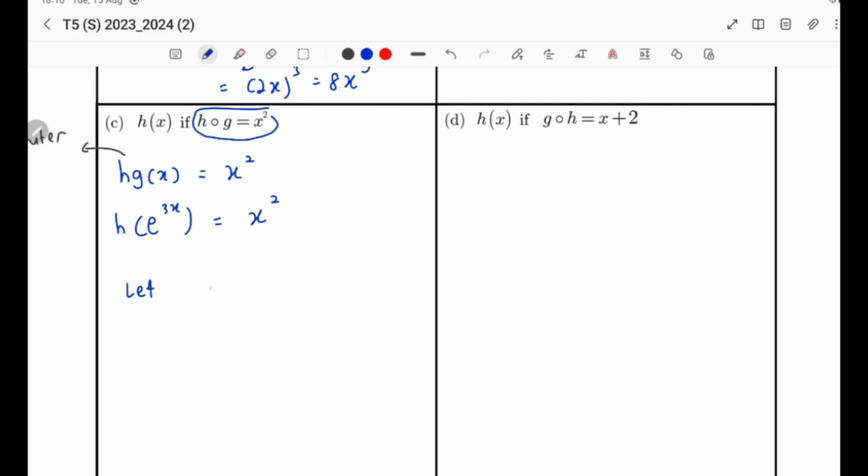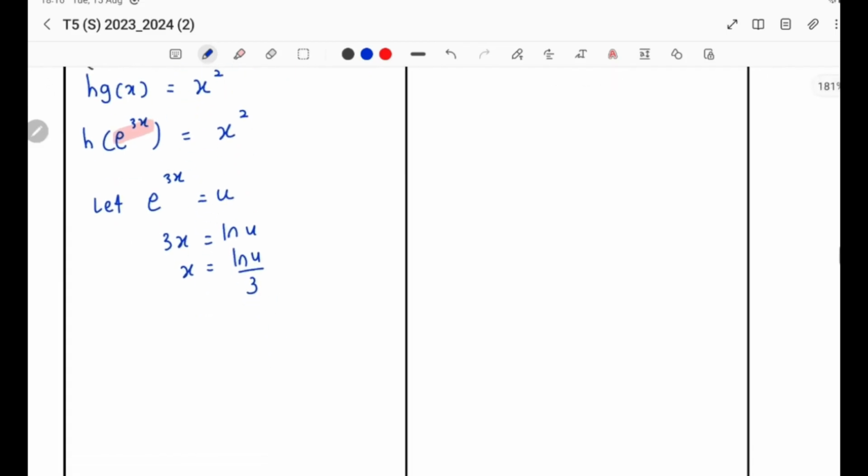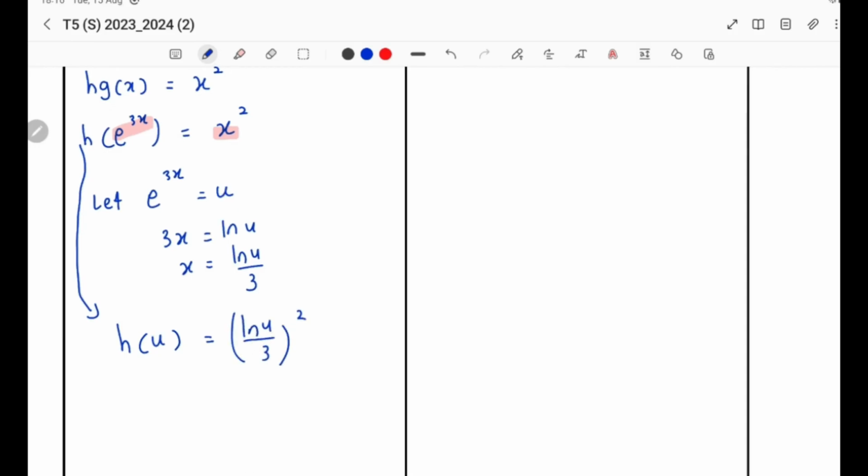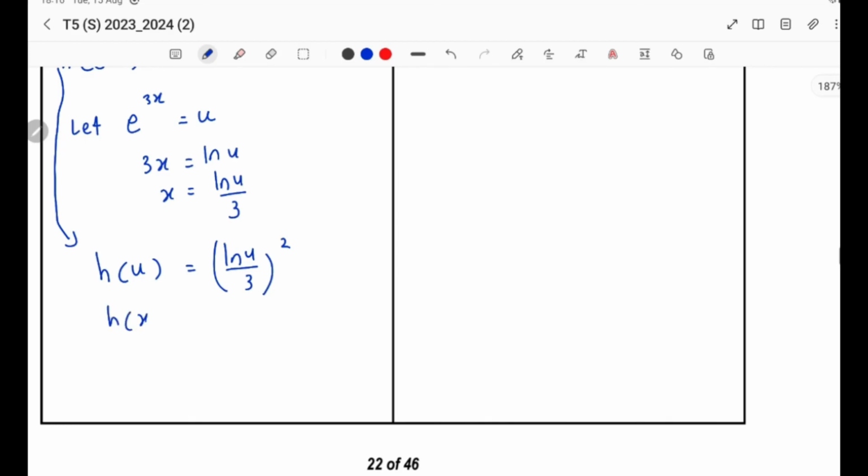let e to the power of 3x equal u. Getting here, let it equal to u, and then rearrange until we have x as the subject: ln u over 3. And then substitute. So now it's going to become h(u), and x here, substitute with ln u over 3, squared. And then change u to x.